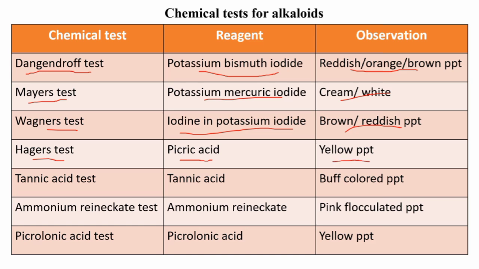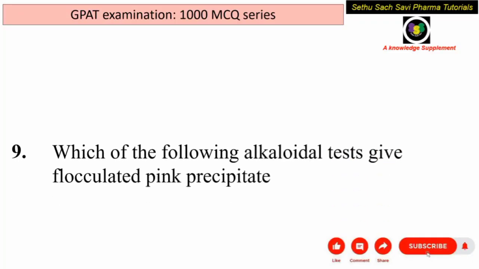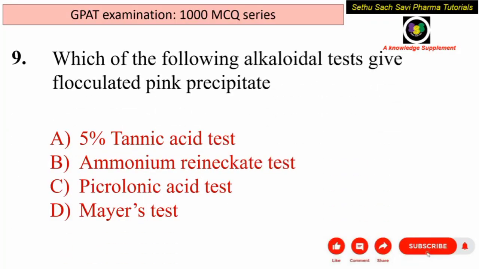Tannic acid test. Here the reagent will be 5% tannic acid. And the observation is buff colored precipitate. Ammonium reineckate test. And the salt used is ammonium reineckate. It gives a pink flocculated precipitate. Okay. Picrolonic acid test. And same, wherever picrolonic acid or picric acid comes, the observation will be yellow precipitate. So what will be the answer? Here, the answer will be ammonium reineckate test. This is the test that gives flocculated pink precipitate. Okay. Coming to the last question.